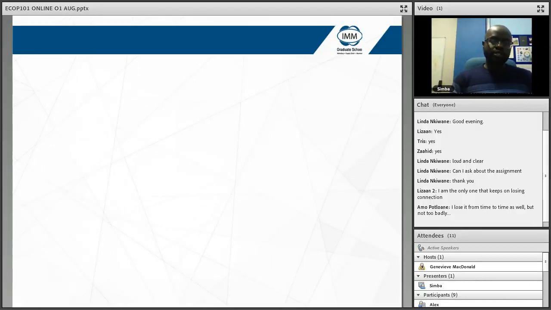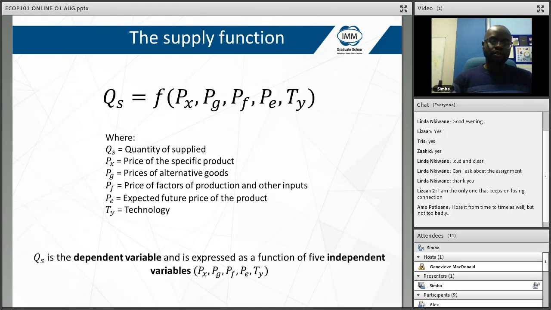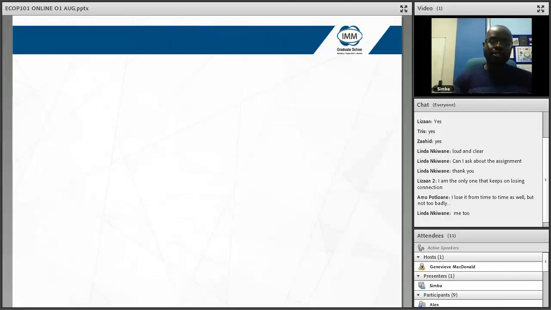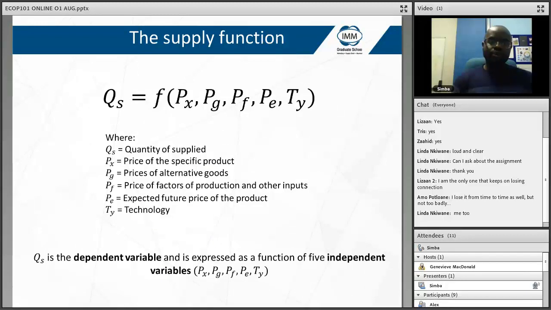Then it is also important to note the difference between the movement along the supply curve and a shift. The price of the specific product is the only one that results in a movement along the supply curve, which is a change in quantity supplied. Any other determinant, such as the price of alternative goods, price of the factors of production, expected future price and technology, if they change, then you're going to have a shift in the supply curve.